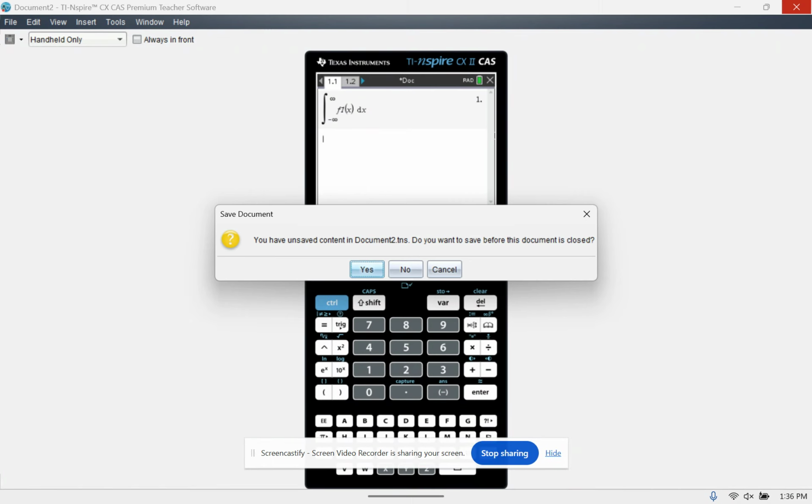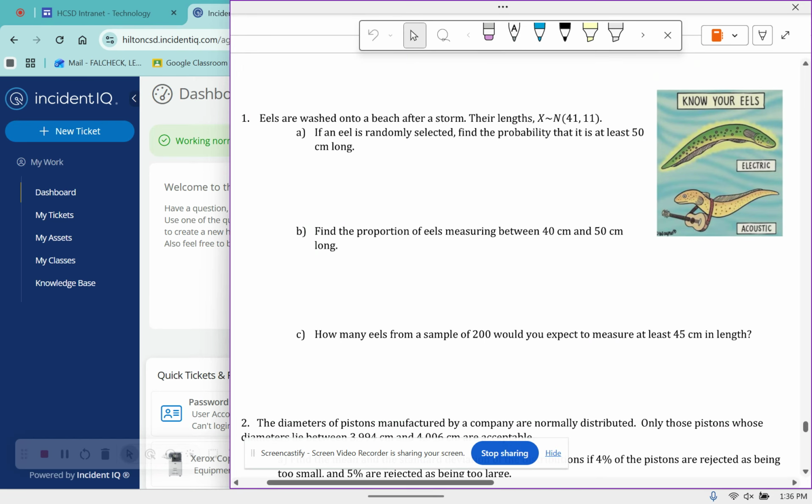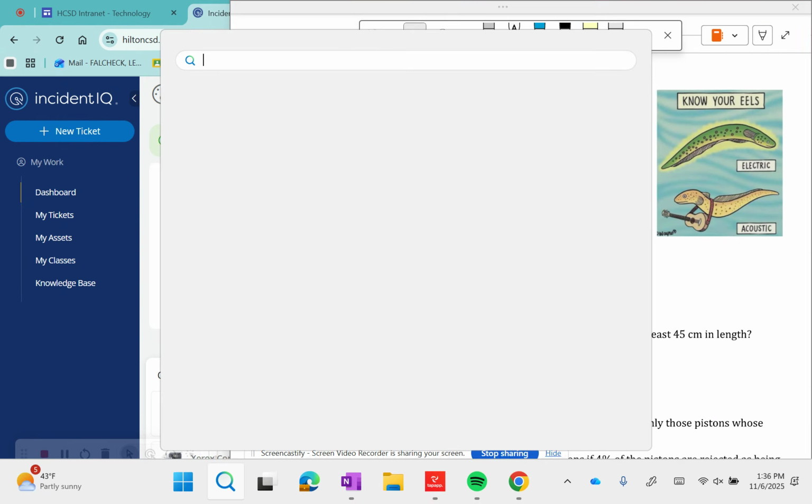Alright, so I'm going to get out of CAS. While I'm doing this, just read the problem on page 119 and I'm going to fire up my calculator.